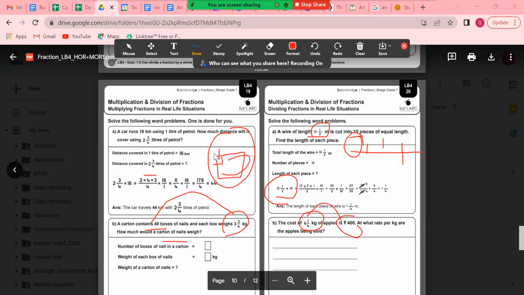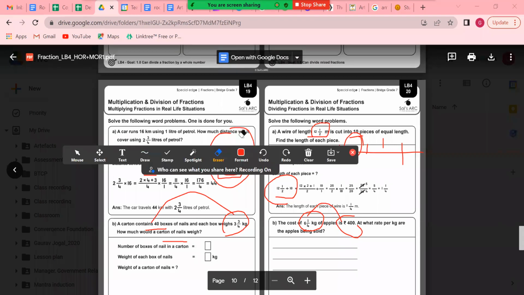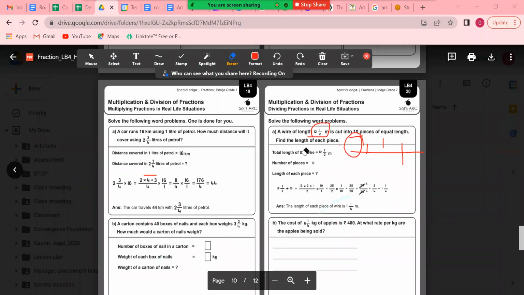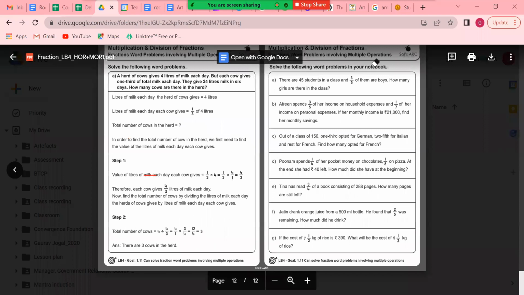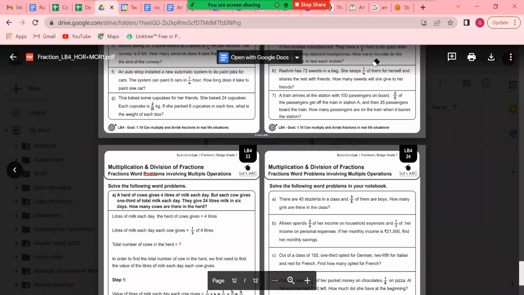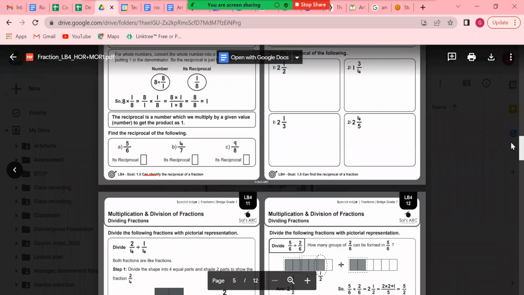The word problems for multiplication and division are a little easy. You just have to understand whether the bigger one is given and you have to find the smaller one, or the smaller is given and you have to find the bigger. Then it will be easier for you to do it. Okay. So again, a longer worksheet, but I hope you are able to do these sums. Okay. Yeah. So thank you.